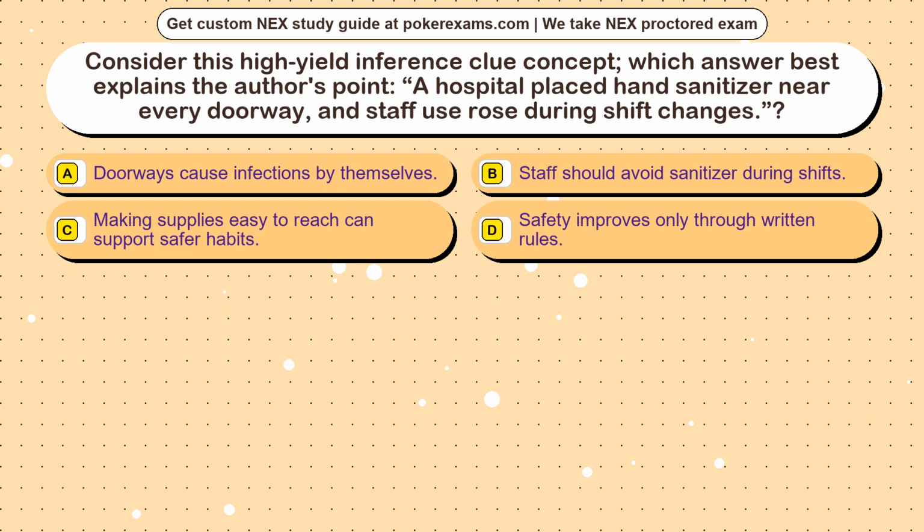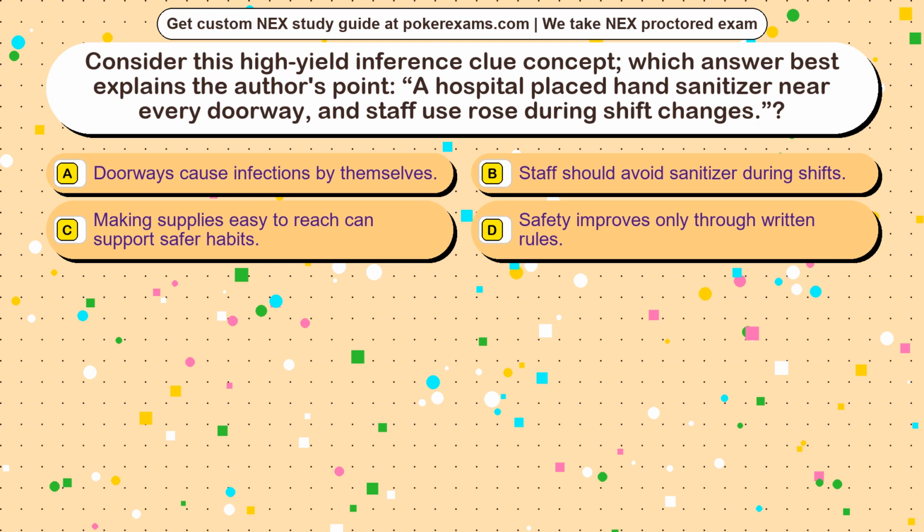Question 18. Consider this high-yield inference clue concept, which answer best explains the author's point? A hospital placed hand sanitizer near every doorway, and staff use rows during shift changes. Option A, doorways cause infections by themselves. Option B, staff should avoid sanitizer during shifts. Option C, making supplies easy to reach can support safer habits. Option D is safety improves only through written rules.